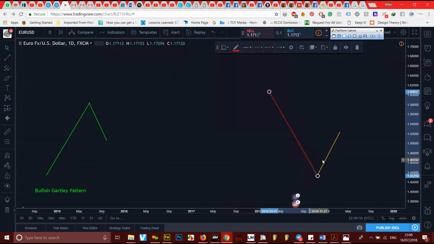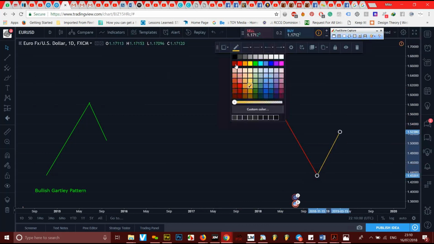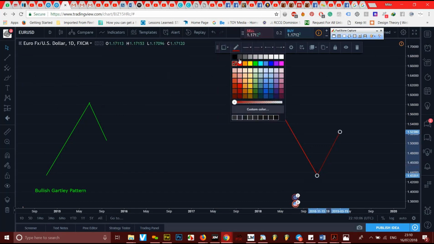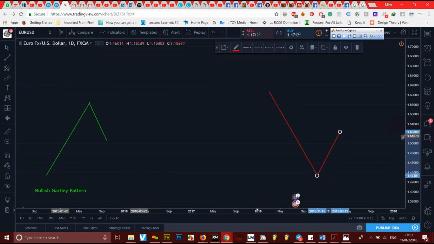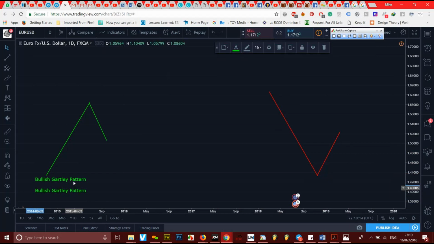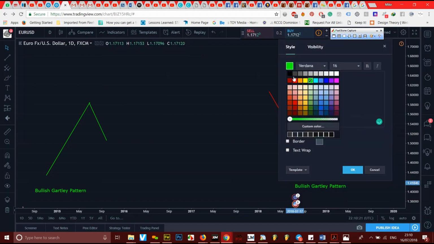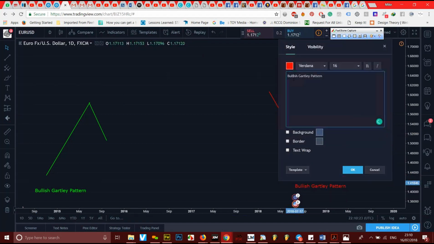So permit me, I'm going to take this as slow as possible because I want you guys to really understand it. So I'm going to take it as slow as possible. Okay, take this to this side. So this is the bearish Gartley.